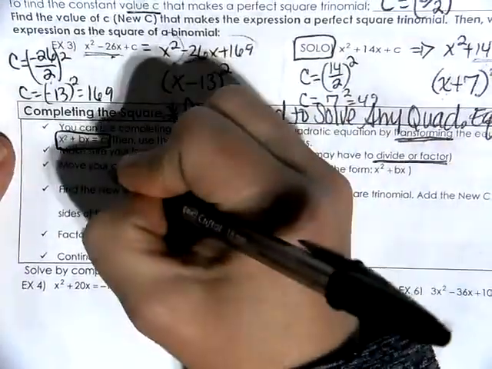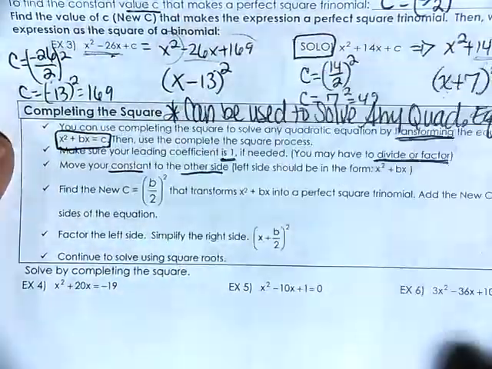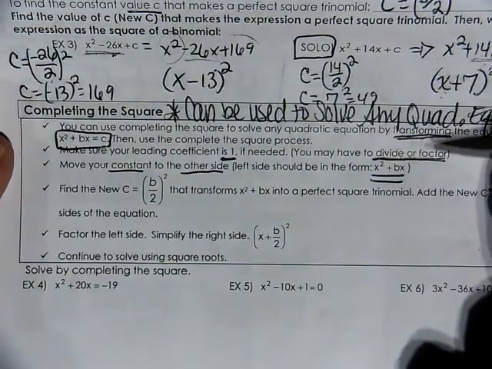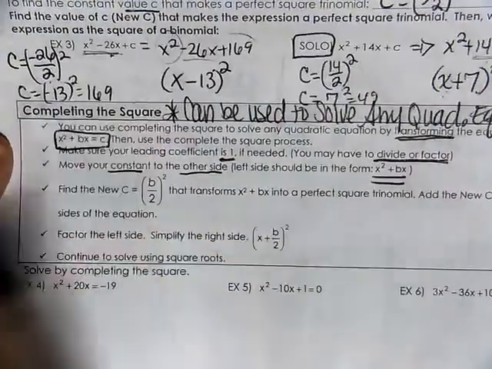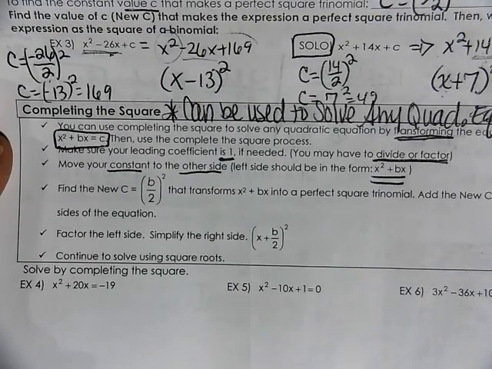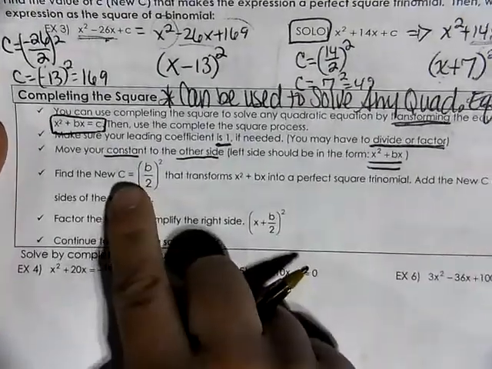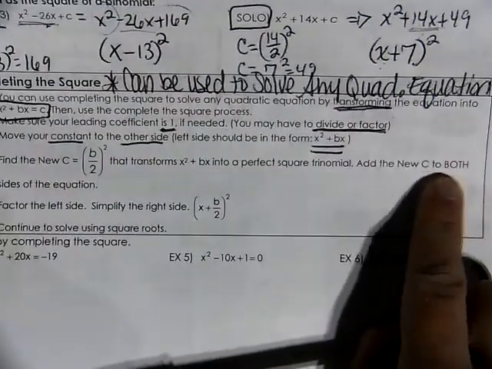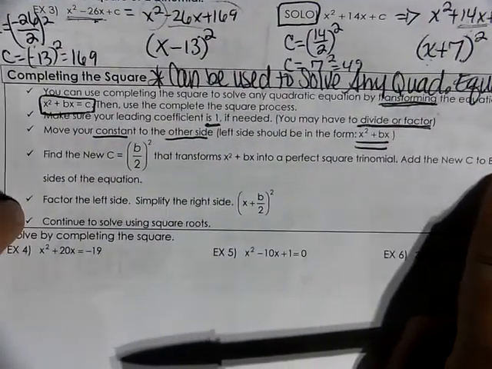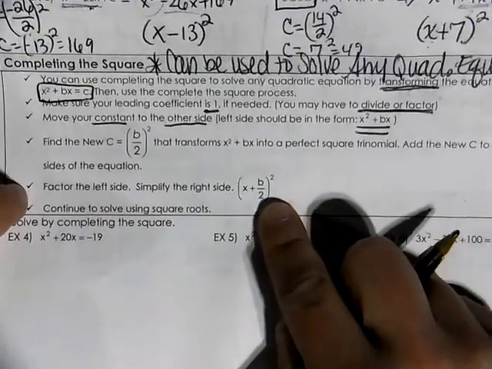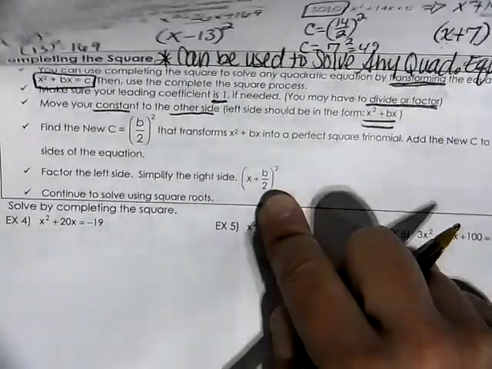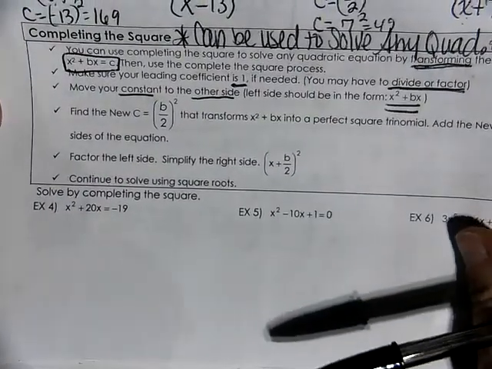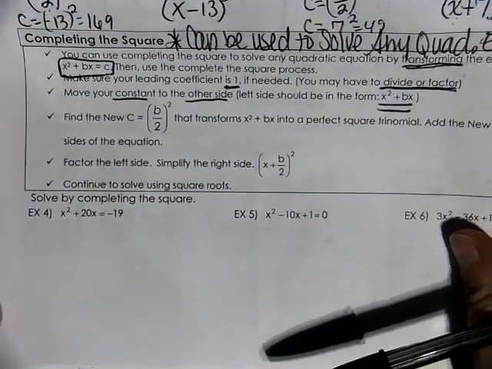Then you'll want to move your constant to the other side so that you are left with x squared plus bx on one side of the equation. And then we'll need to find our new c and add that new c value to both sides of the equation. You'll factor into x squared plus b over 2 squared, and then you'll continue to solve using square roots as normal. So let me go ahead and repeat this again.